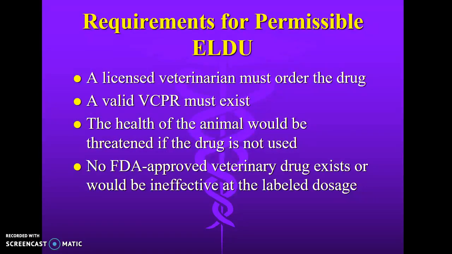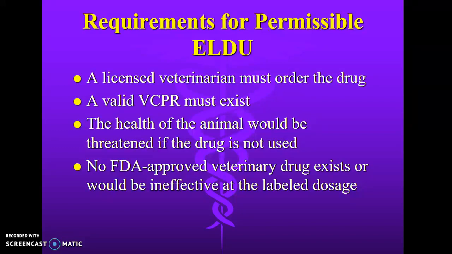So there are some requirements for using drugs in an extra label manner, and that is that it has to be ordered by a licensed veterinarian. A valid VCPR, or veterinarian client patient relationship, must exist. So the veterinarian needs to have a professional relationship with the owner and have seen the animal. The health of the animal would otherwise be threatened if we do not use the drug. So you must have a condition that needs to be treated.